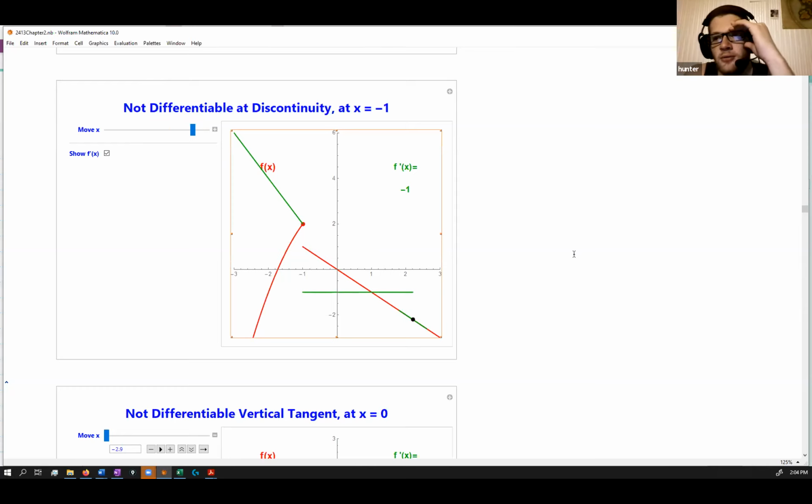Question: what if there was the same slope on both ends of the jump? Then it would be differentiable. But then you wouldn't have a break in the graph. But it also wouldn't be continuous though.